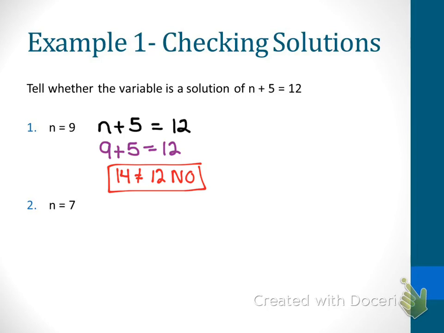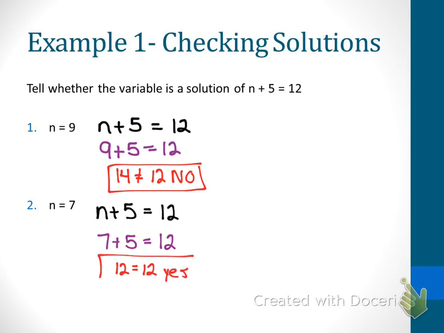So let's look at 7 and see if 7 is a possible solution. Again, I start with my original problem, n plus 5 equals 12. I make my substitution. 7 plus 5 equals 12. At this point, don't just say yes or no. I want to see how both sides equal each other, and 12 equals 12, and I would say yes. Okay? Show me that both sides equal or don't equal each other.